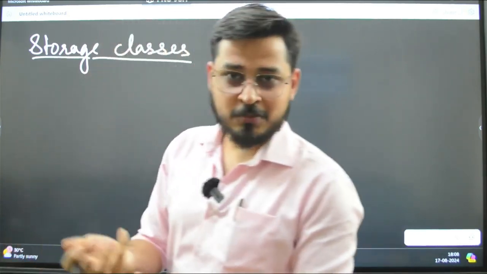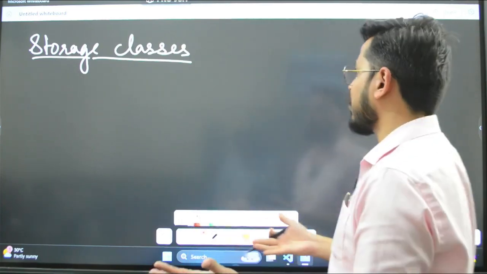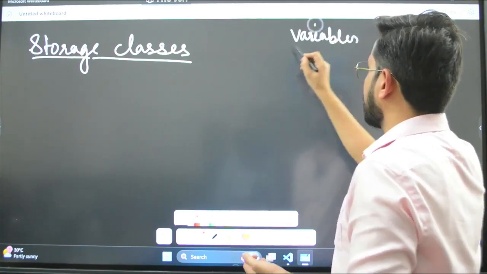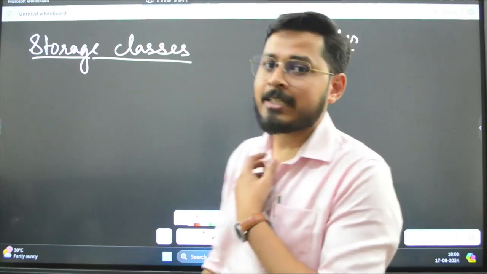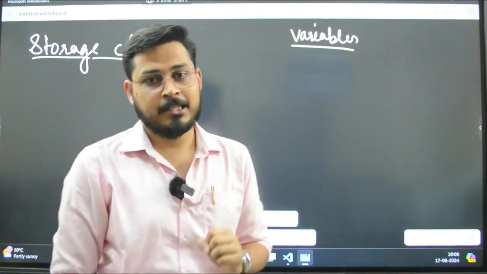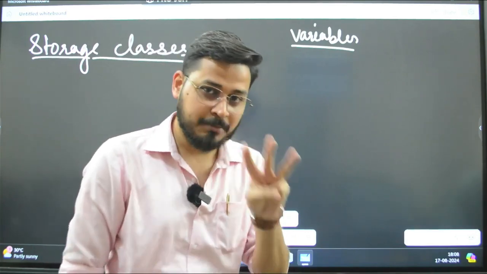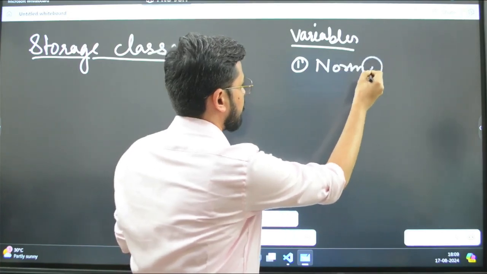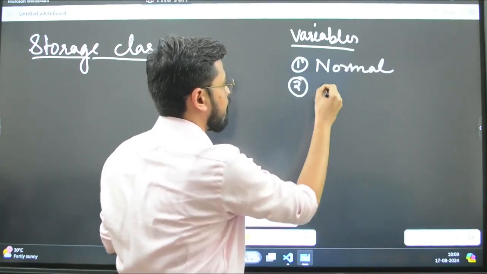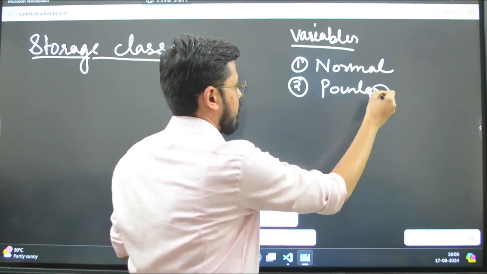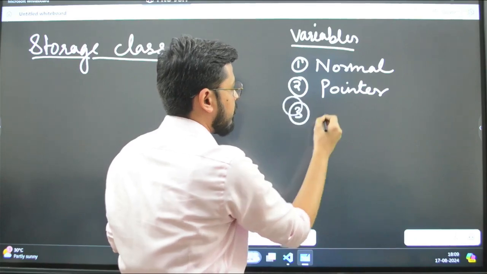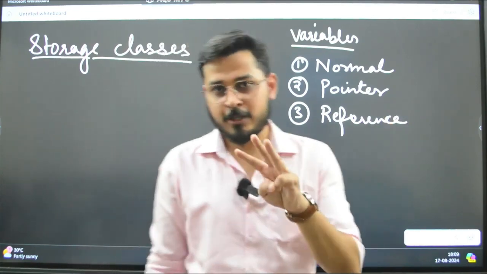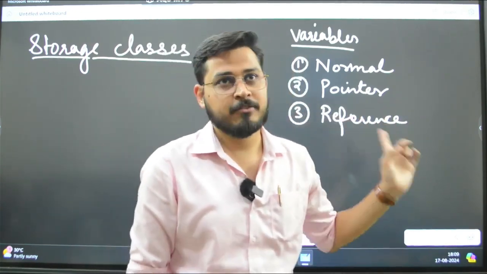Generally, there are different types of variables, right? If we talk about types of variables, just remember this, guys. If you want to categorize a variable into different types, you can categorize it into three types. I would say normal variable, next one pointer variables, and the third one reference variable. Three types: normal, pointer and reference variables.